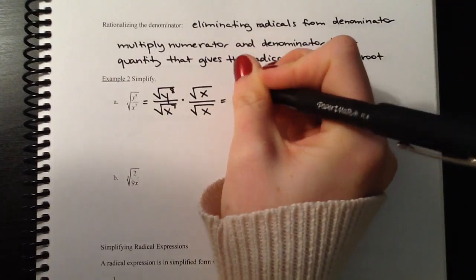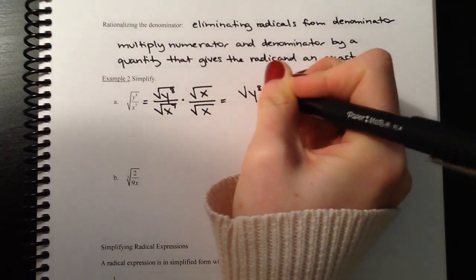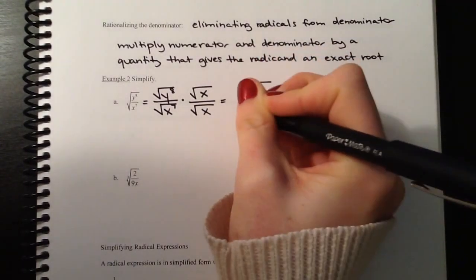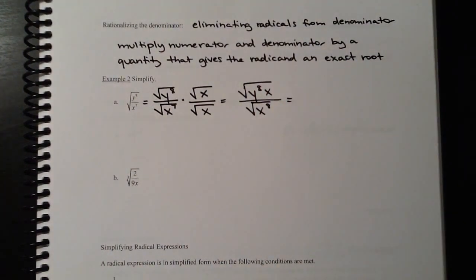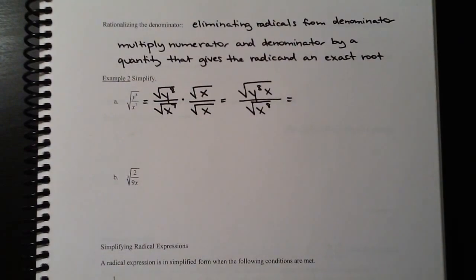So in the numerator, I am going to have y to the 8th times x. And then in the denominator, I am going to have x to the 8th under the square root. So now let's simplify everything we can. If we did it right, we won't have a square root anymore.